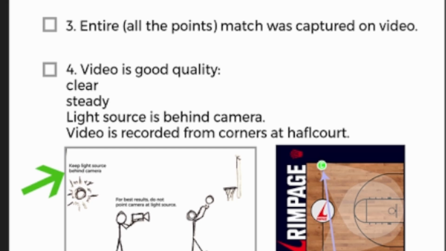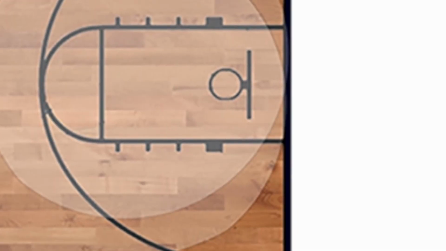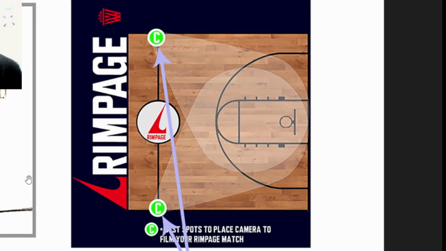The video is recorded from the corners of half court. You see the illustration here. Let me see if I can zoom in. Can I zoom in? I absolutely can zoom in. Right here. That's an illustration of the court. Do you see the green circles with the C? C is for camera. We're showing you where to place your camera.